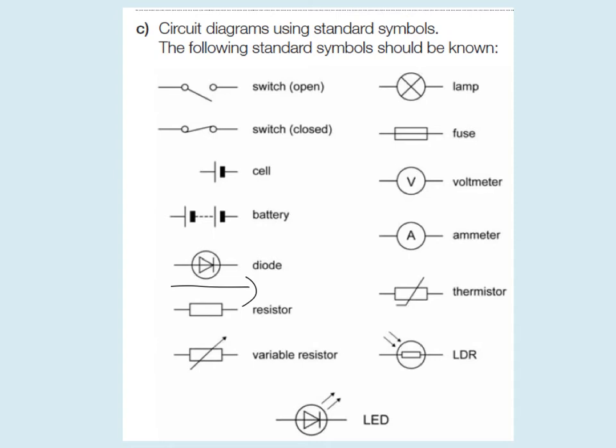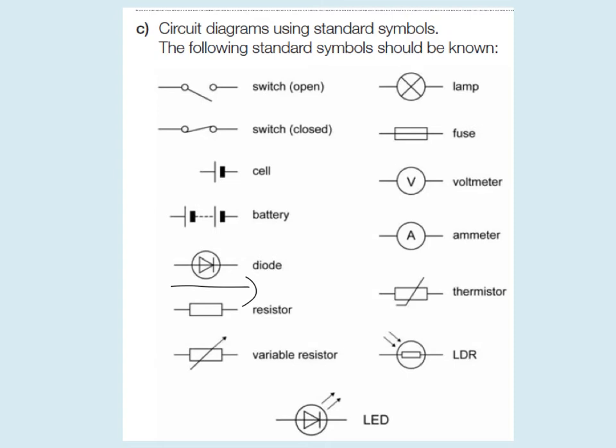We now have 2 more resistors. The first one's a thermistor, which has this hockey stick effect. Think of thermal. That's a thermal dependent resistor, so a heat dependent resistor. For a thermistor, as your temperature increases, your resistance decreases.